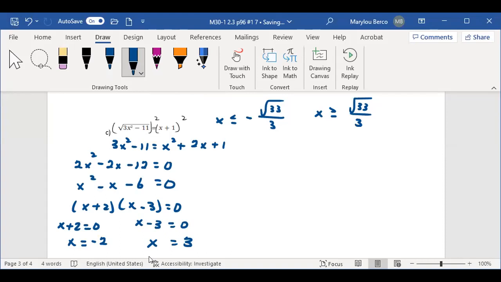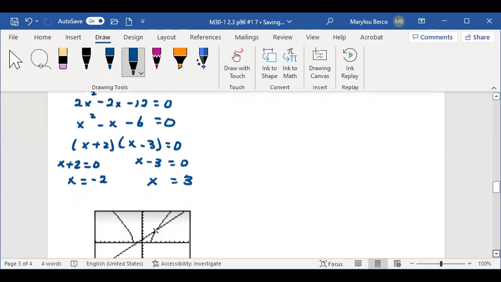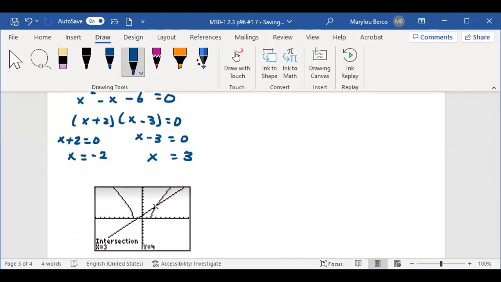So if we take a look at our graph, what we have here is x equals 3 is our solution. Negative 2 is an extraneous root. So our solution is x equals 3, x equals negative 2 is an extraneous root.